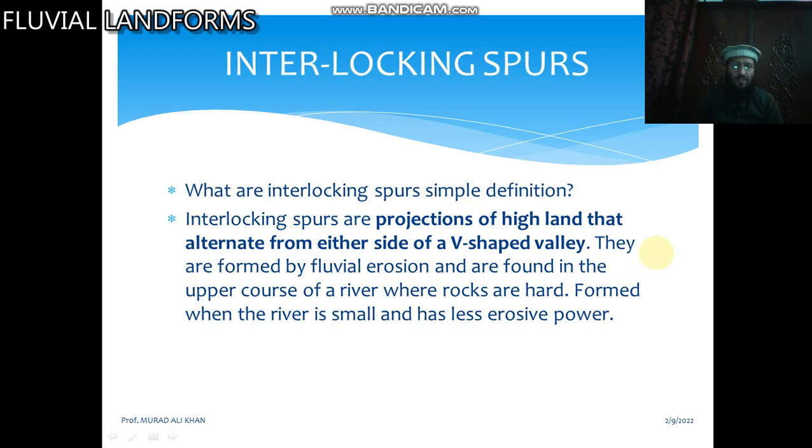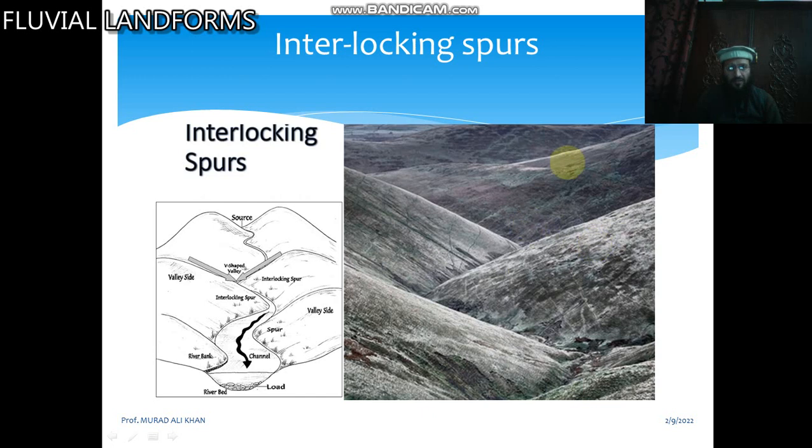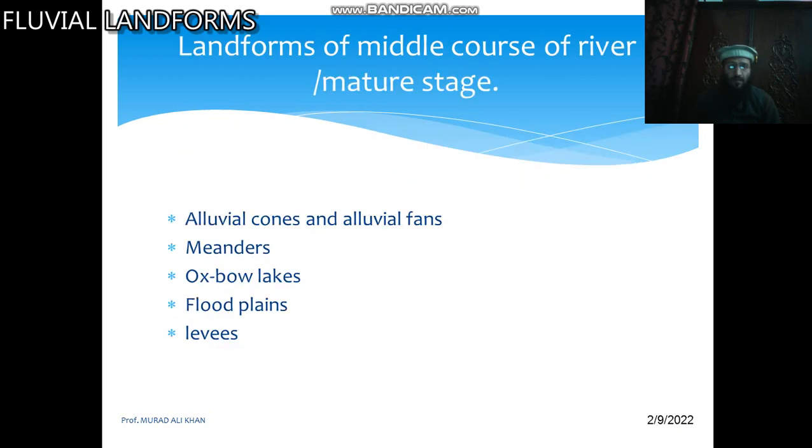Now interlocking spurs are the intrusions of the highland into the V-shaped valley, and due to these intrusions the river has to move in a very symmetric zigzag course. These high areas are known as interlocking spurs. So these were the landforms of the river in the early stage, or the young stage. In the next video we will study the landforms of the middle stage.